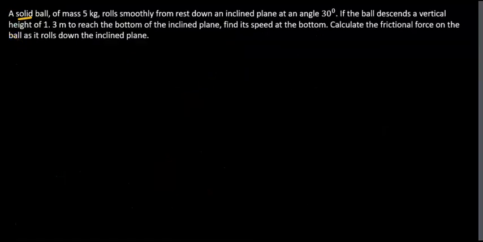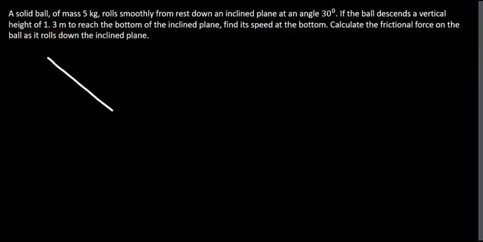Problem 2. A solid ball, mass of which is 5 kg, rolls smoothly from rest down an inclined plane at an angle of 30 degrees. If the ball descends a vertical height of 1.3 meters to reach the bottom of the inclined plane, find the speed at the bottom. Also calculate the frictional force on the ball as it rolls down the inclined plane.